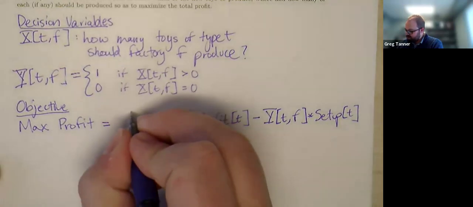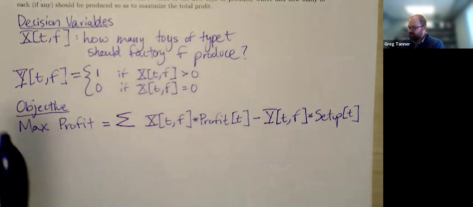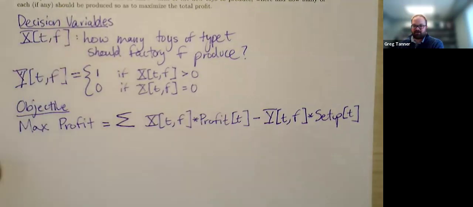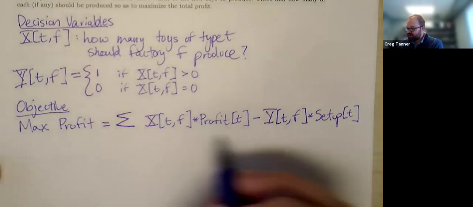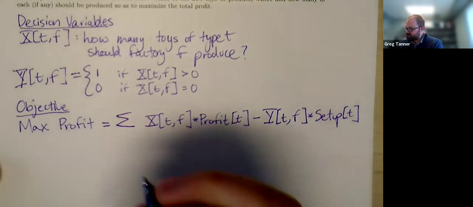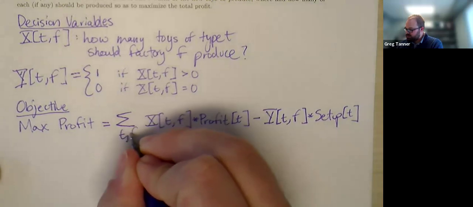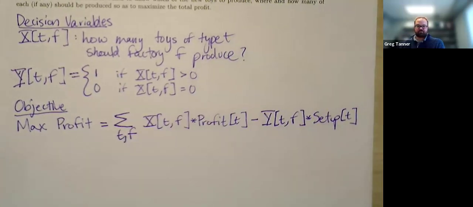But in our objective, we don't know that yet. And so we have to let the optimization decide which of these actually are non-zero, but just write out the expression. Sort of at the beginning, you want to pretend everything is non-zero, and so let the optimization decide. So we're going to sum over all the toys over all the factories.